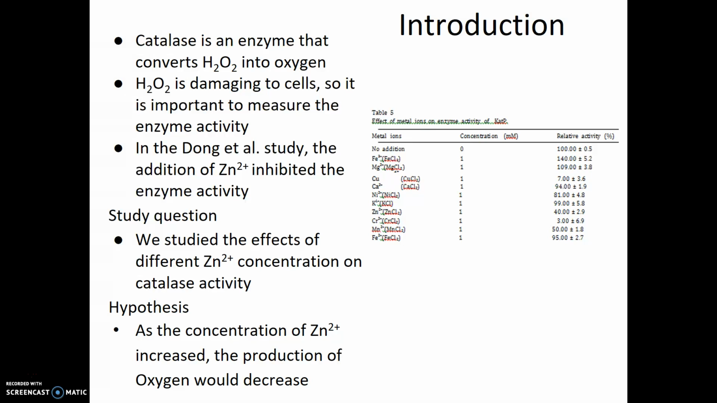In the Dong et al. study, the addition of zinc 2+ inhibited the enzyme activity. Because of this added zinc, the productivity decreased by 60%, which is shown in the table.